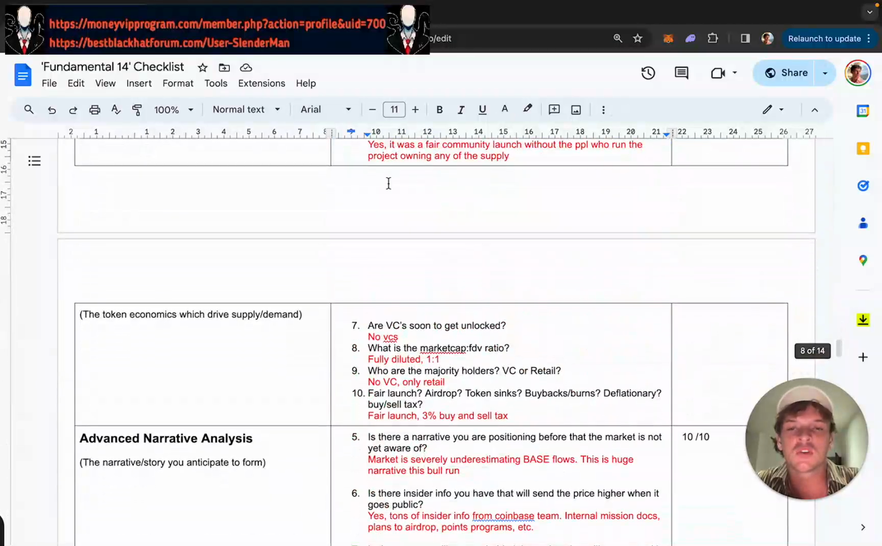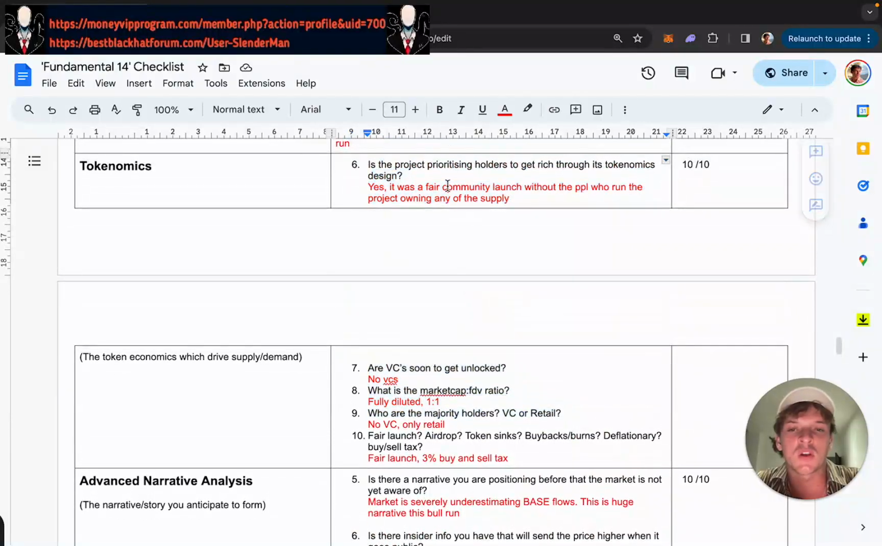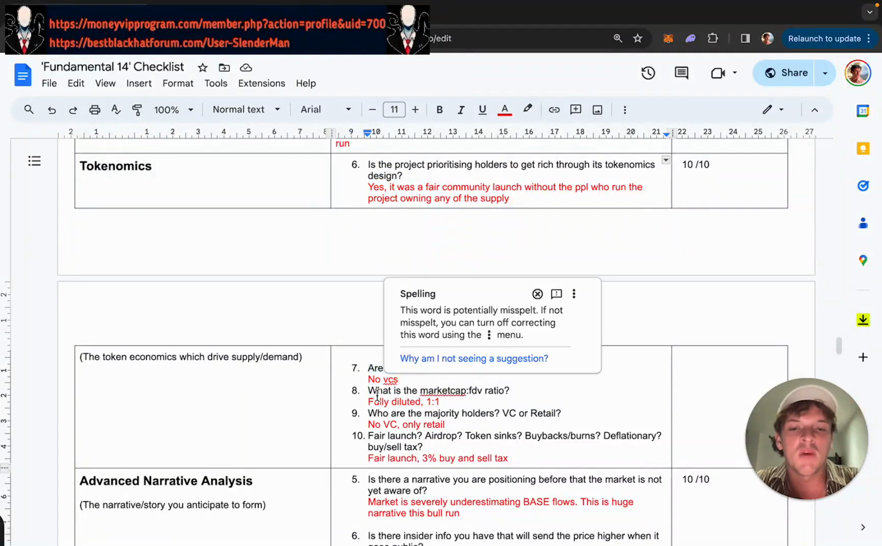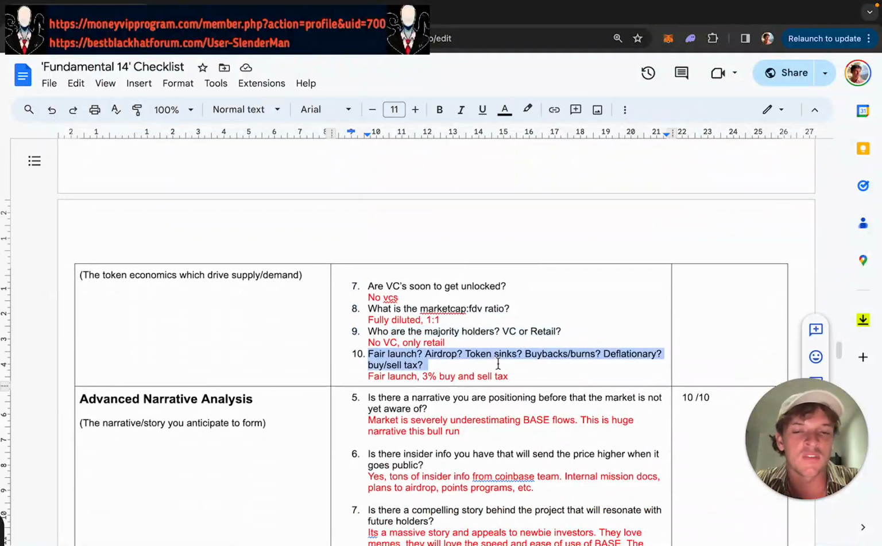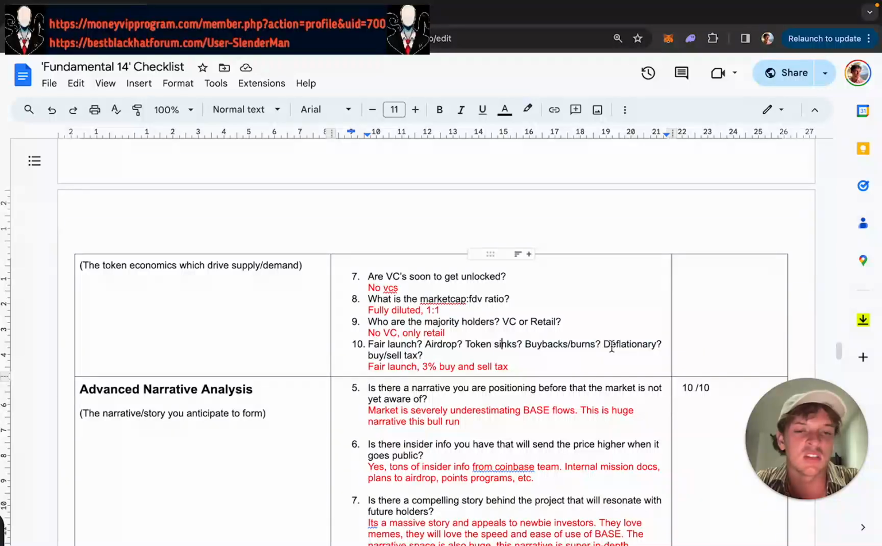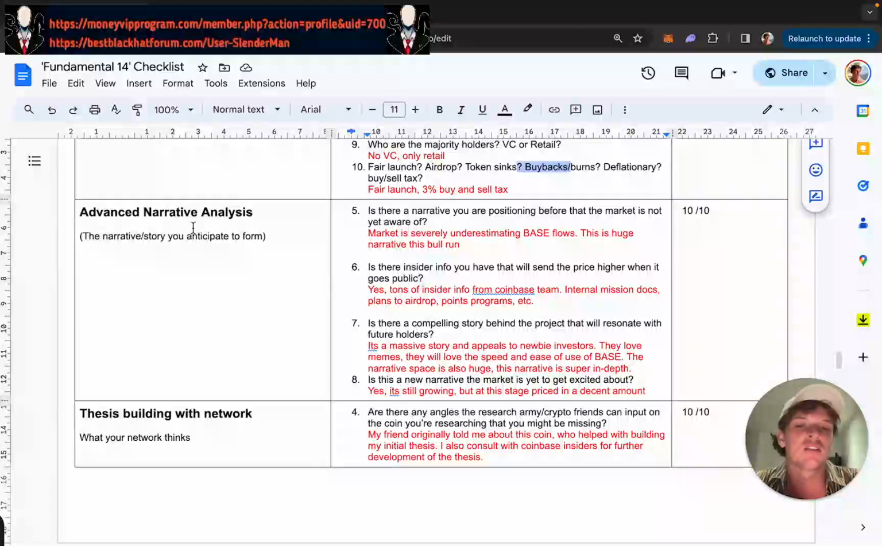Then there's questions on tokenomics, right? The tokenomics is pretty straightforward. Like, are there VCs getting unlocked? No. What's the market cap to FDV ratio? Who's holding the tokens? How'd they launch it? Fair launch, airdrops? Is it deflationary? Buybacks? Advanced narrative analysis is all about talking about the story.